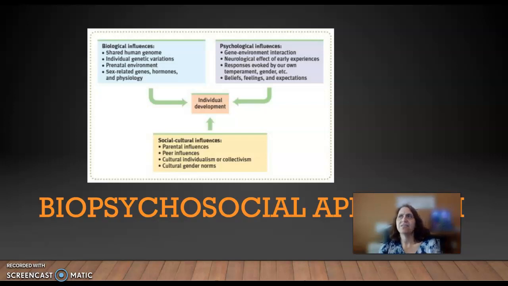This is like the levels of analysis, as it brings in three different views to discuss a person's individual development. It focuses on our biological influences. It examines our psychological influences as our genes and environment interact. It looks at our beliefs and our expectations and feelings and how we respond based on our temperament, possibly our gender. And finally, sociocultural influences like our peers and parental figures, and also how culture molds us.